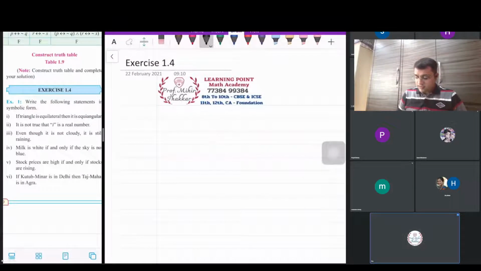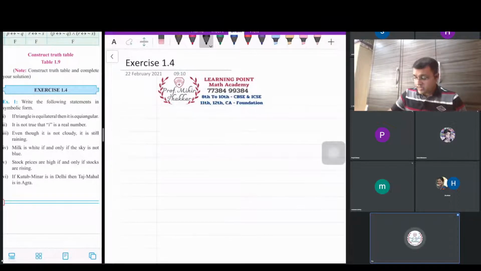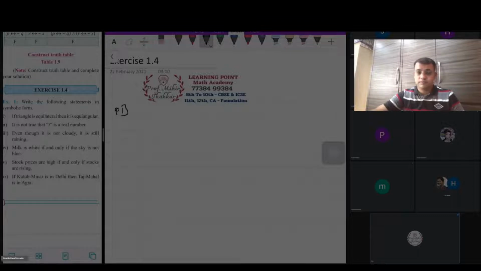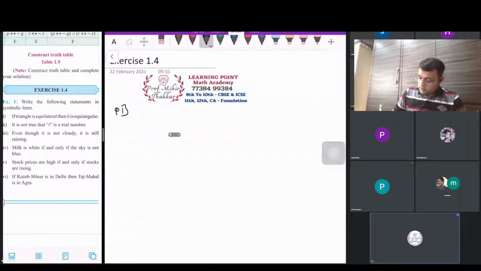It says to write the following in symbolic form, and the question is very easy. It is asking us: if a triangle is equilateral, then it is equiangular. So we will write the P and the Q statements basically. As I told you in the last class, whatever statement comes with if should be considered as P and the other statement should be considered as Q.